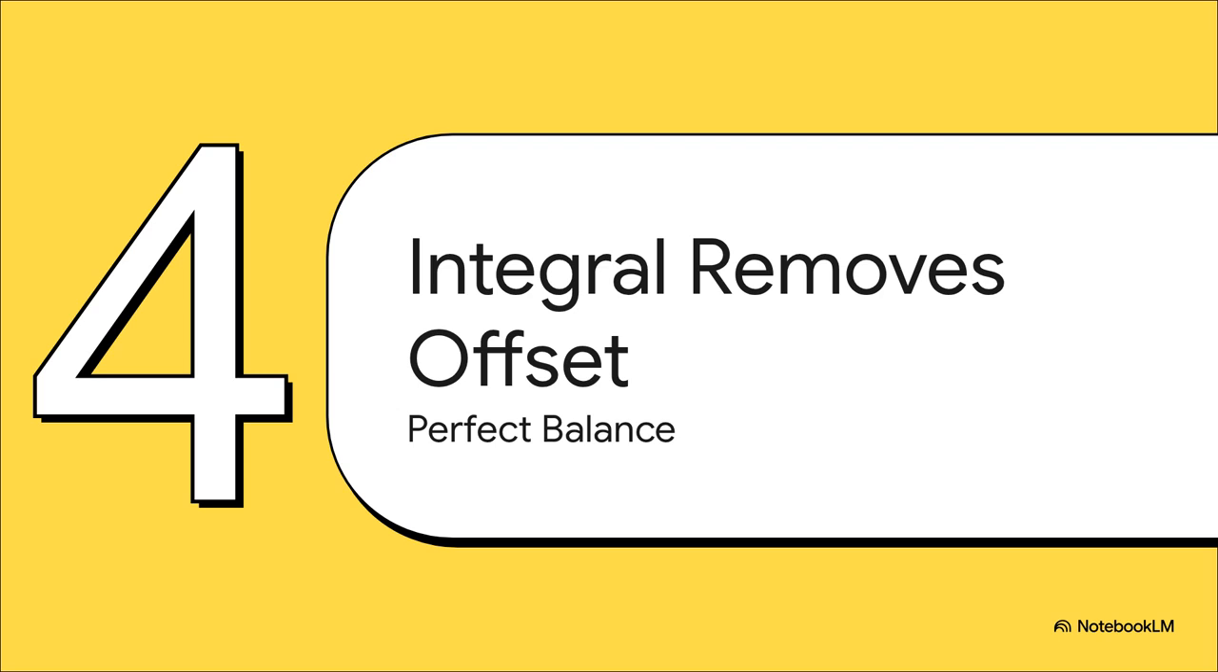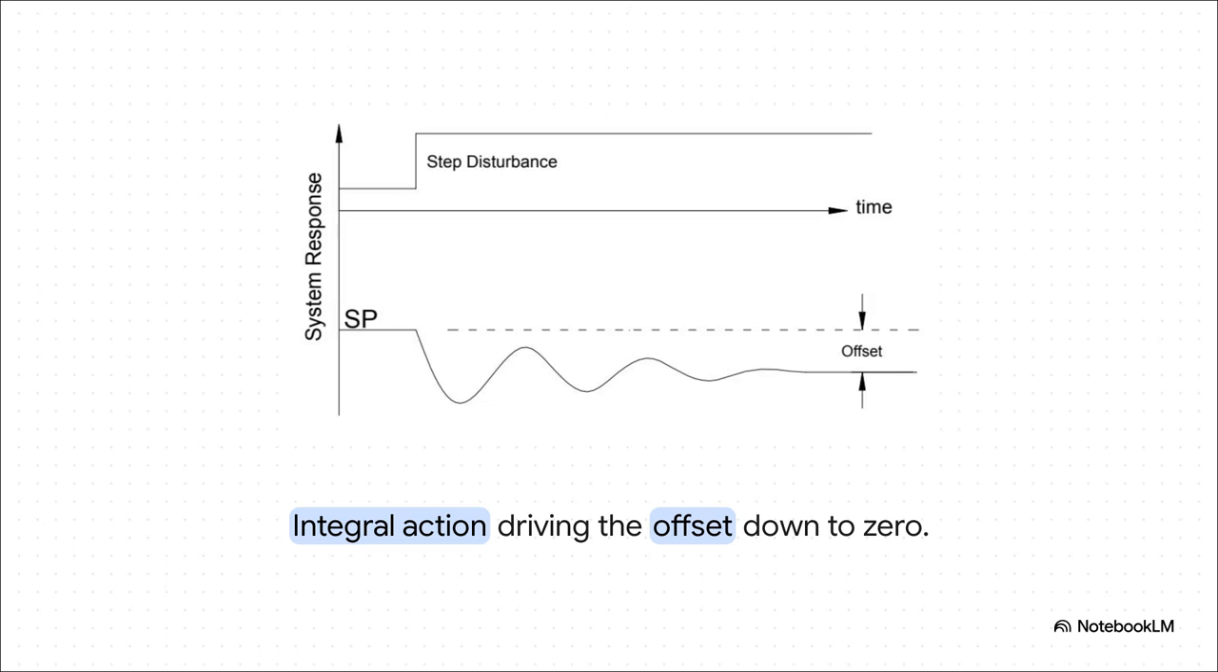Section 4. Integral action eliminates offset, restoring the perfect balance. Let's see how this next piece builds on what we just did. This is the I in PID, integral action. You can think of it acting like the system's memory. It continuously adds up or integrates the error over time.